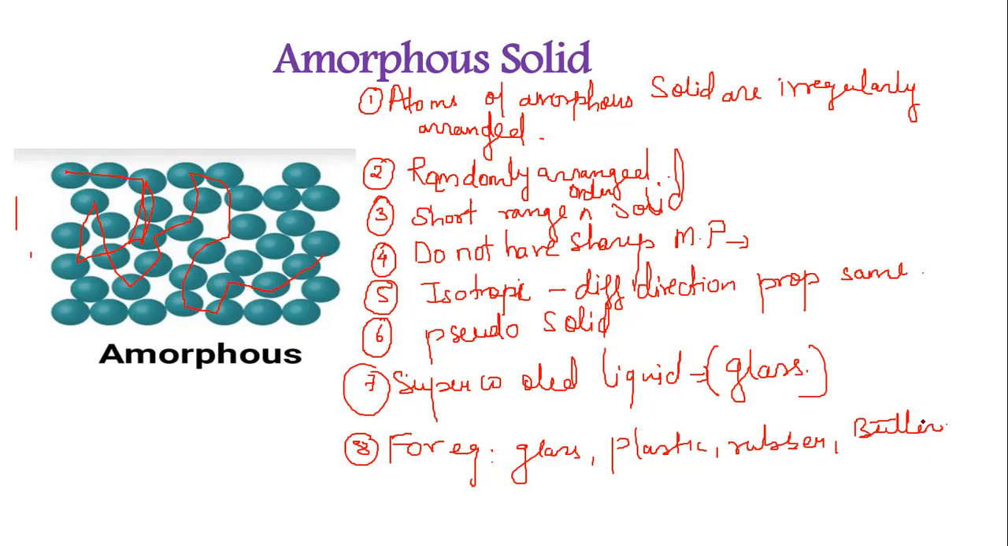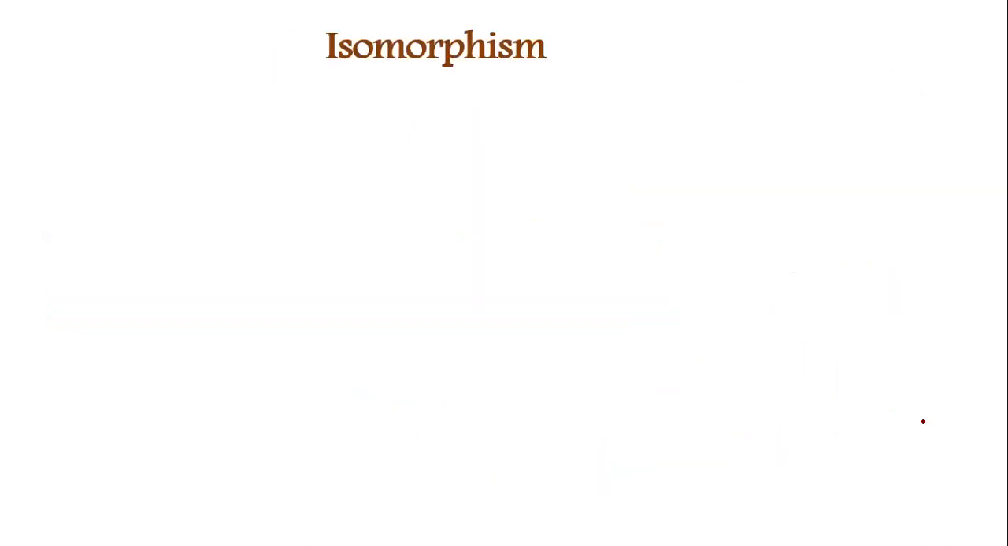Now, if you cut crystalline solid, you will get sharp edges. But if you cut amorphous solid, तुम्हारे जो edges होंगे, it will be rough edges. Okay. So this is again the property of crystalline and amorphous solid. Now next we are going to study is isomorphism and polymorphism. The property of isomorphism and polymorphism, which is shown by crystalline solids.